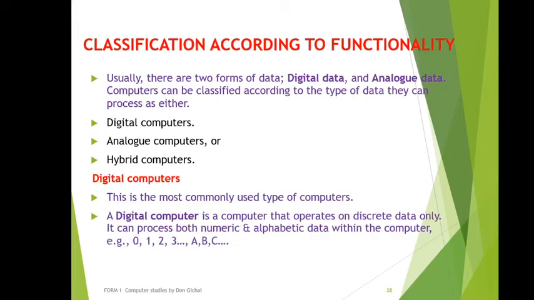Our last classification is classification according to functionality. For this category, we have digital computers, analog computers, and hybrid. Digital computers are the most commonly used type of computer today. A digital computer is a computer that operates on discrete data only. We have looked at discrete data. Discrete means non-continuous. It can process both numeric and alphanumeric data within the computer. Therefore, digital computers are computers that operate on non-continuous or discrete data.